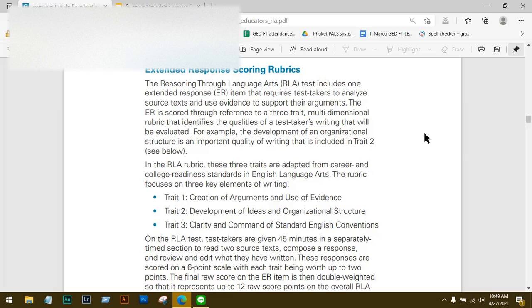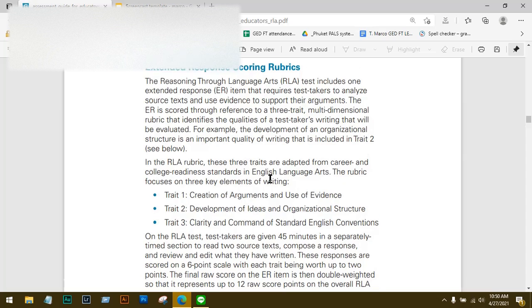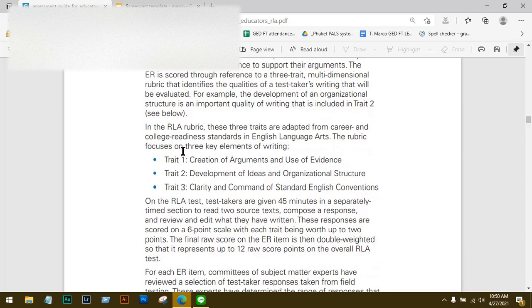So it says here that reasoning through language arts includes the extended response, right? We know that. And the extended response is scored through reference to a three-trait multi-dimensional rubric, meaning there are three traits that are used as a guideline in the rubric. So what are the three traits? The rubric focuses on three key elements of writing.